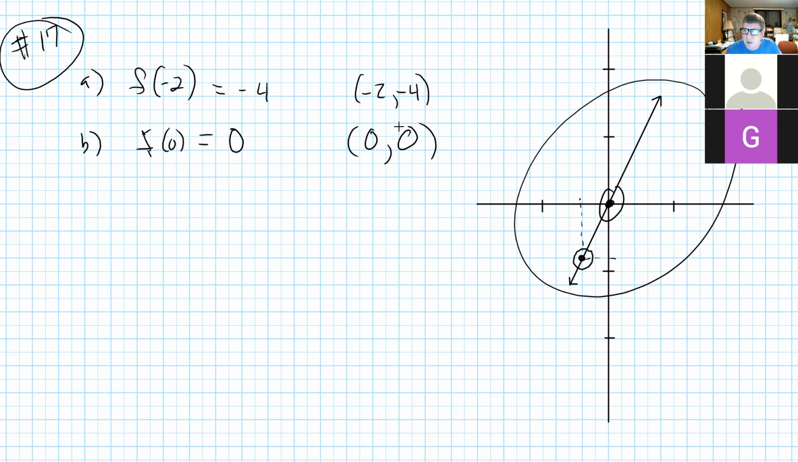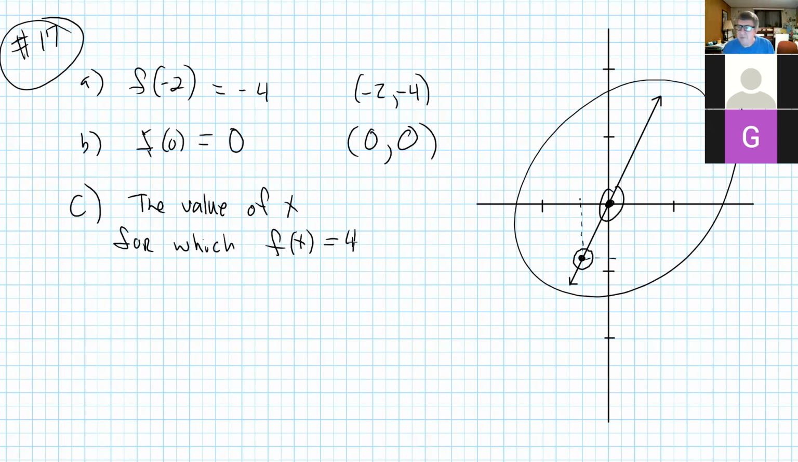All right, so these first two questions, they've given us X and asked us to find Y. Now we're going to go the other way around. They're going to say, find the value of X for which f of X equals 4. F of X is just another name for what? Y. So basically they're saying, complete the ordered pair, some unknown X, comma, 4. So back up here, where on this graph is Y equal to 4? Right there. What's the corresponding X value? 2. So the value of X for which f of X equals 4 is 2.